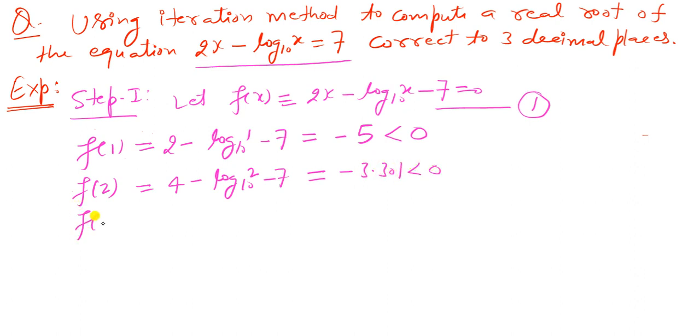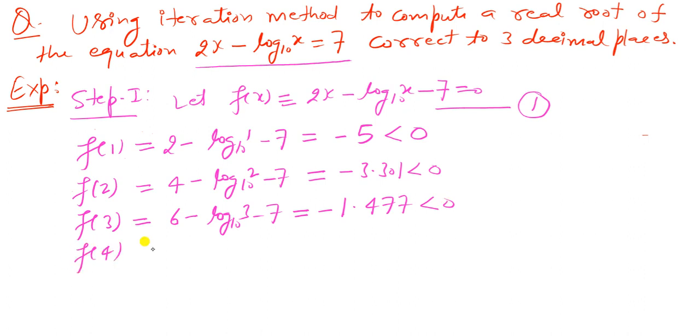Now put x = 3 in equation 1. So this will be 6 minus log 3 at base 10 minus 7 = minus 1.477, which is negative. Now put x = 4 in equation 1. Then we obtain 8 minus log 4 at base 10 minus 7, and simplifying with the calculator, the value is 0.398, which is greater than 0.